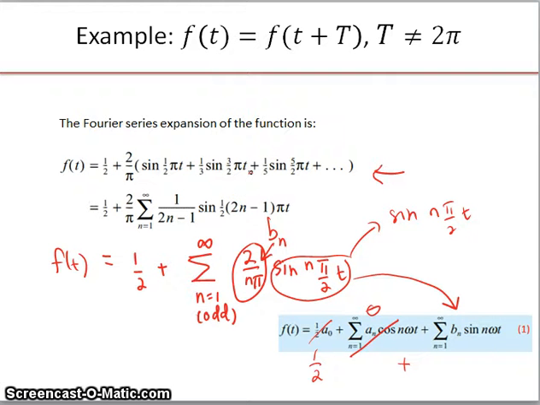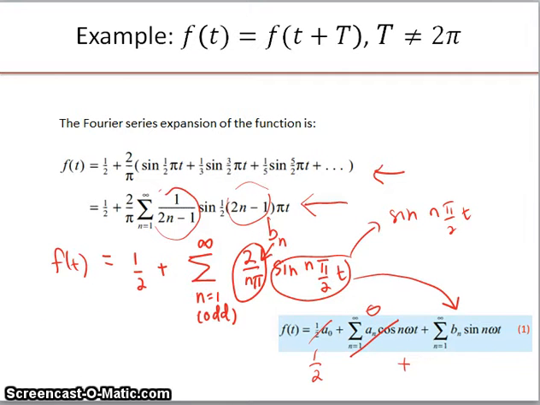So this can also be simplified into this, where all the values here represent the odd numbers, and this also represents the odd numbers. Either one of these answers can be accepted as the final answer for the Ft.